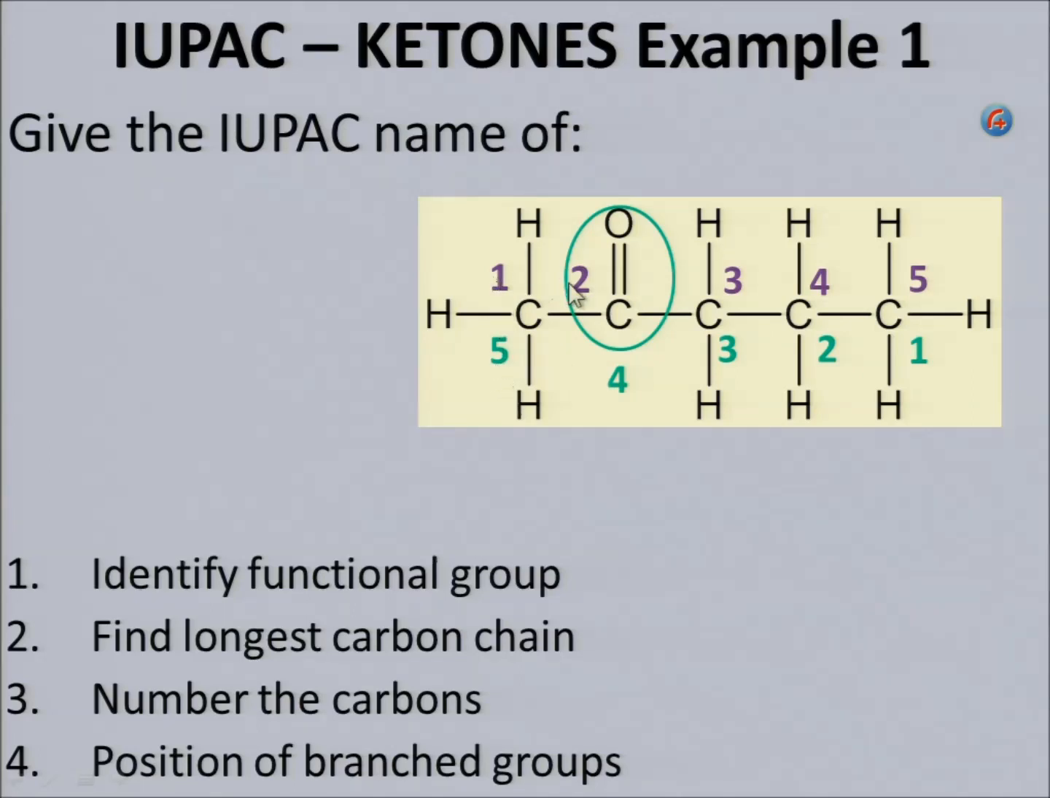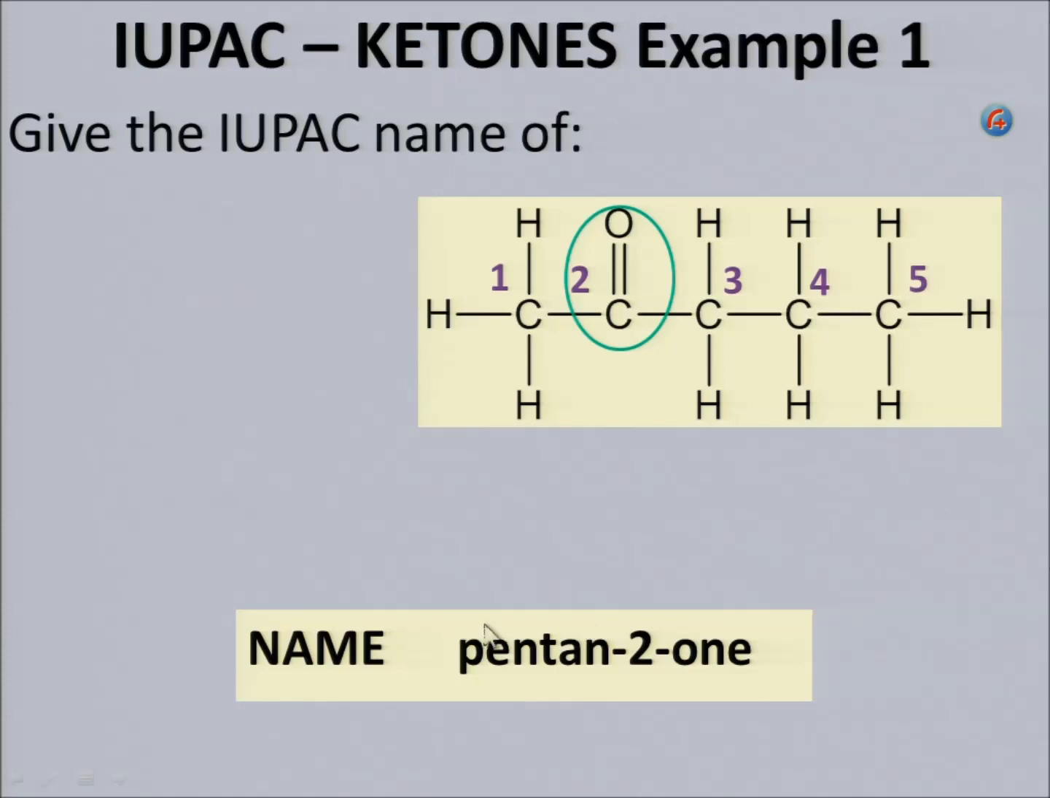So for the purple numbers, you have the carbonyl carbon at carbon 2. But for the green ones, the carbonyl carbon is at carbon 4. Now remember, your functional group should always be at the lowest possible carbon number, which is 2 in this case. And therefore the purple numbers are the correct ones. So then the name. Pent, because there's 5 carbons. An, because there's only single bonds. 2-one, to indicate that the carbonyl part is at carbon 2. And -one, to indicate that it's a ketone.